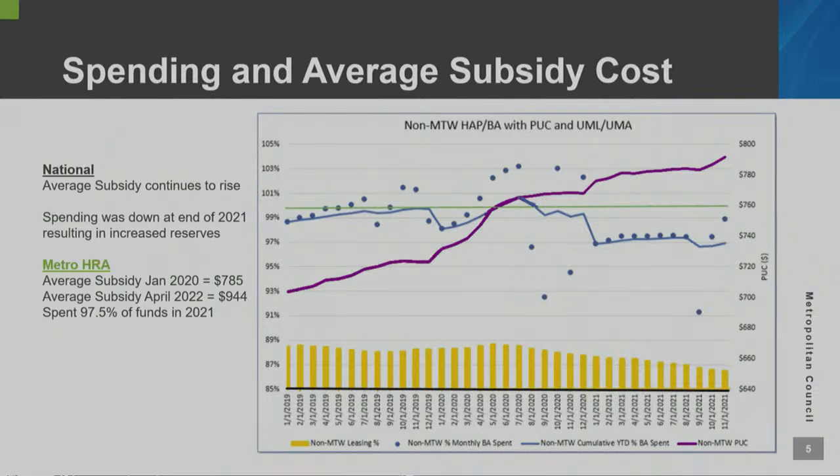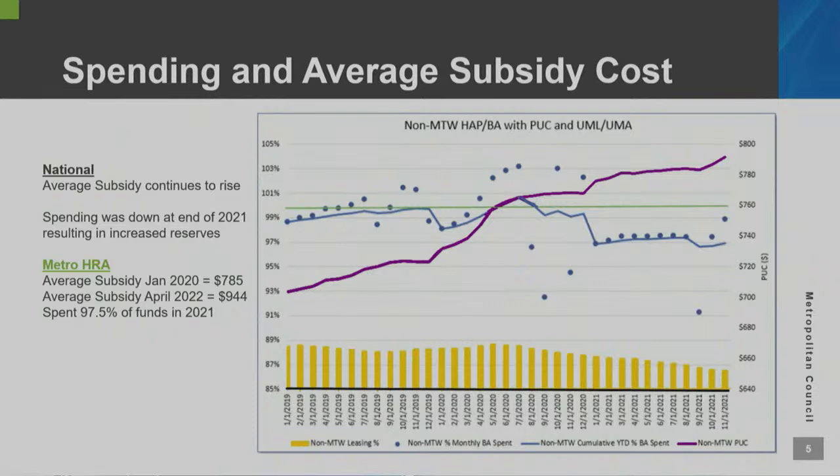Our average subsidy, for example, in January of 2020 was $785, so that's the average amount of rent we're paying on behalf of a family in the program. And in April of 2022, that was way up to $944. So that continues to be very, very steep increases.